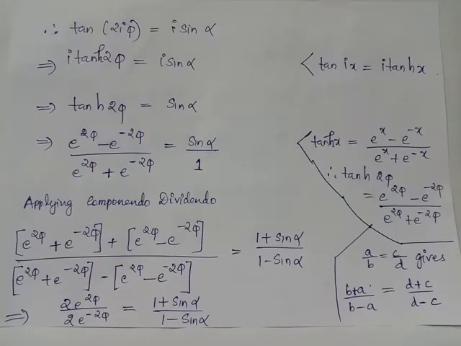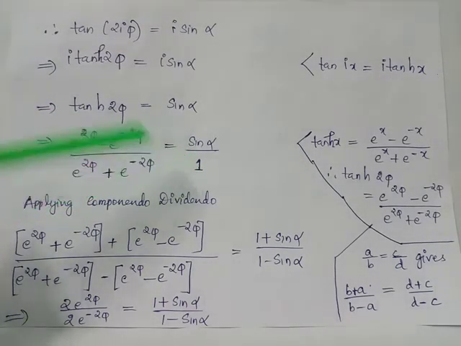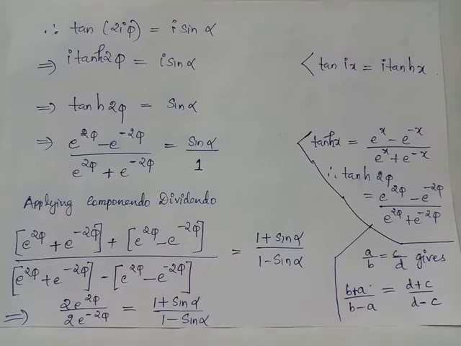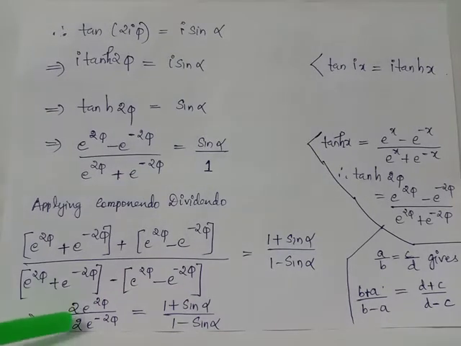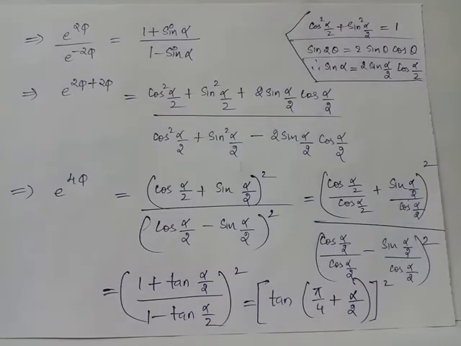When we apply componendo and dividendo to the RHS ratio, we have (1 + sin α) / (1 − sin α). Here we can cancel 2, which is common to both numerator and denominator, and we can take e^(−2φ) to the numerator. We have 1 by e^(−2φ) equals e^(2φ). Therefore, when e^(−2φ) is taken to the numerator, it becomes e^(2φ) times e^(2φ), which by exponential law becomes e^(2φ + 2φ), and we can write it as e^(4φ).